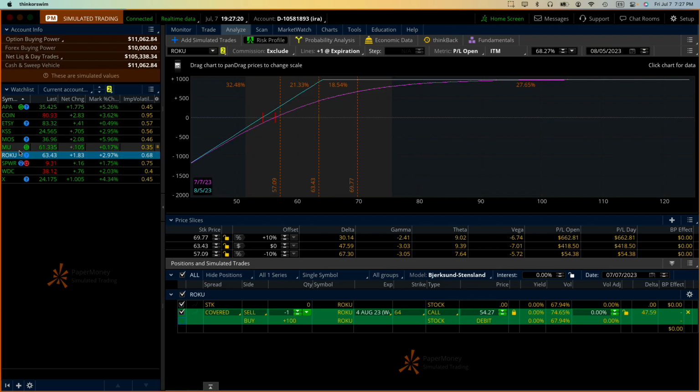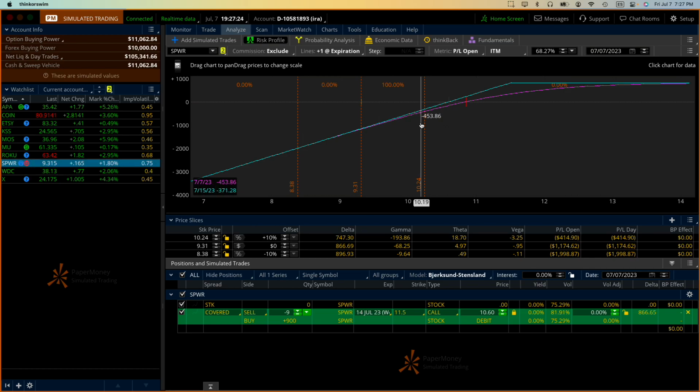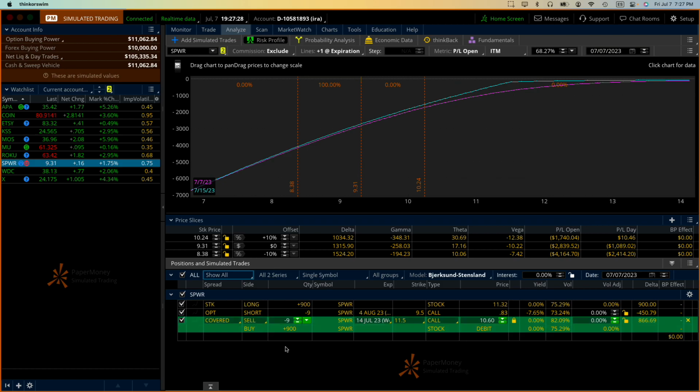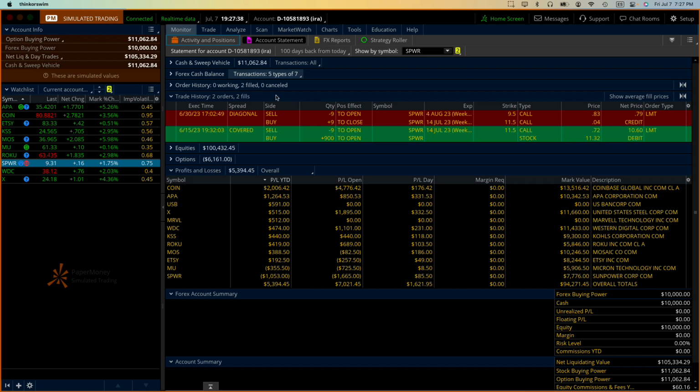Okay, let's move on to SPWR. This stock has been going down dramatically. Okay, so then let's say we show all, and you can see that I already rolled that up, meaning I sold a lower strike price because the value of the option was close to zero. So here you have a credit, so 7.79 is less.